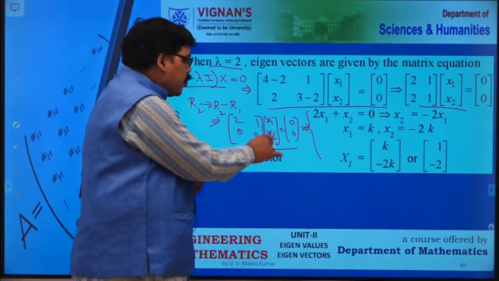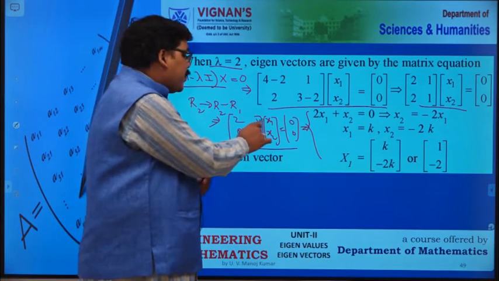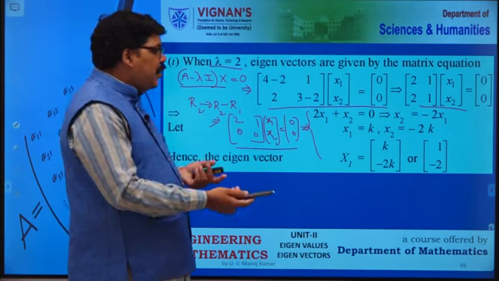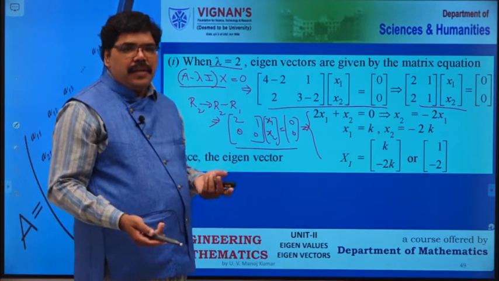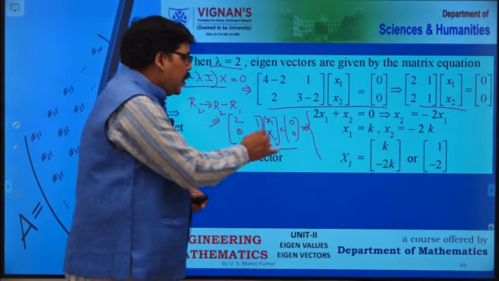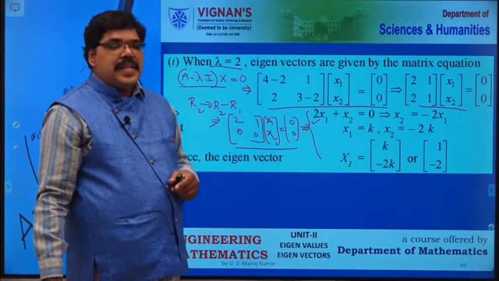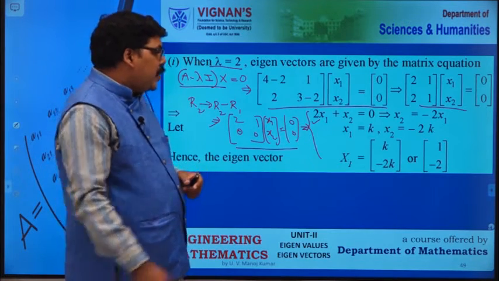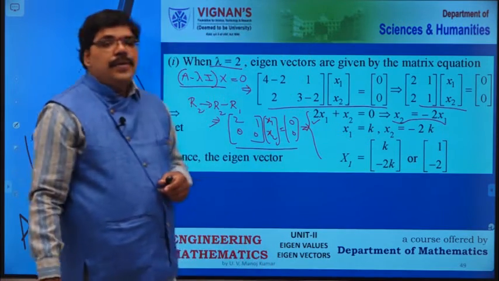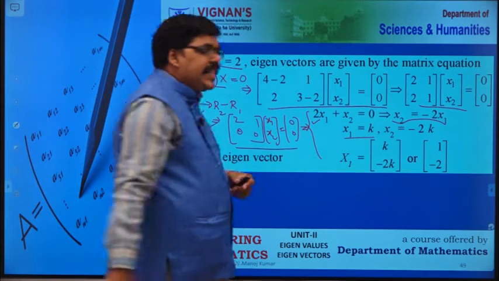If you multiply these two matrices and equate to 0, 0, you will get 2x1 plus x2 equals 0 as the first equation, and the second equation is 0 equals 0. Do we need to write that? No. So from this matrix equation, we get only one equation, which is 2x1 plus x2 equals 0. From this I am writing x2 equals minus 2x1. So let us say x1 is k.